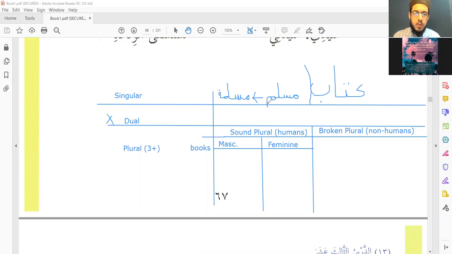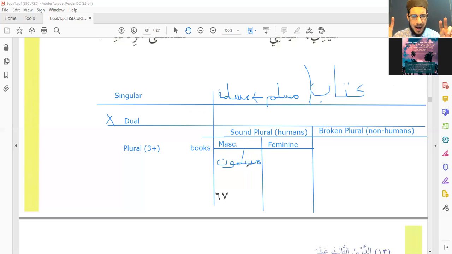What if we want to say Muslims? Because this is a human, or applies to humans, we're going to use the sound masculine plural. And how to make the sound masculine plural is simply to add something onto the end of the word. Just like in English where we add the S, here we're going to add to Muslim, Muslimun, right? Which should be very, very familiar to you. Al-Muttaqun, Al-Falihun, Al-Muflihun, right? In the Quran all the time. This is the sound masculine plural.